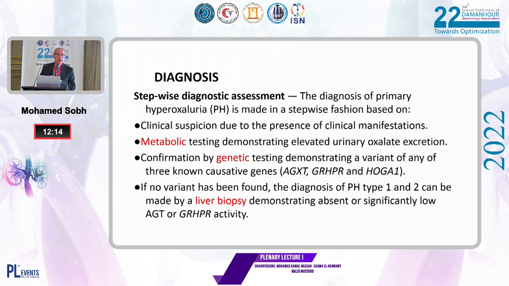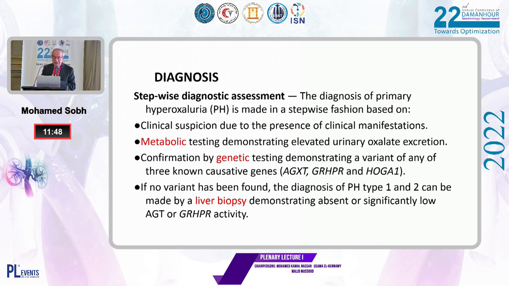Now we come to the very important issue. How can we diagnose? We have to follow a stepwise diagnostic assessment. The diagnosis of primary hyperoxaluria is made in a stepwise fashion based on, number one, clinical suspicion due to the presence of a clinical manifestation, a child coming with recurrent stones, a child coming with nephrocalcinosis, so we have to expect this.